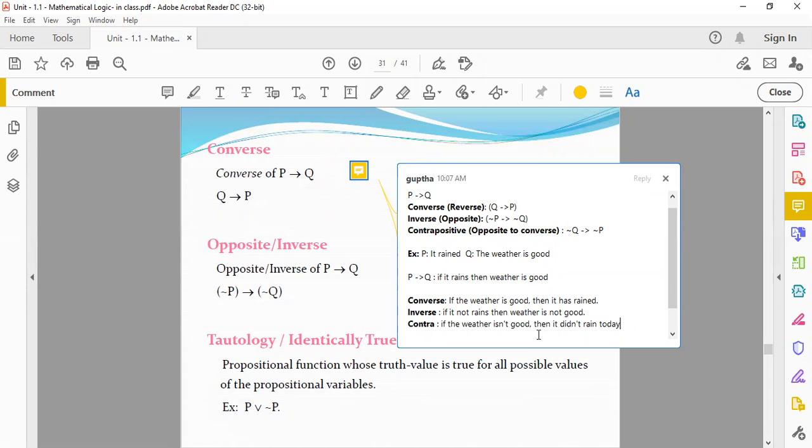Like, when it rains, the weather is good. When the weather is good, it implies that it has rained. Whatever it is, you can mention it like exact opposites. We need to mention that.